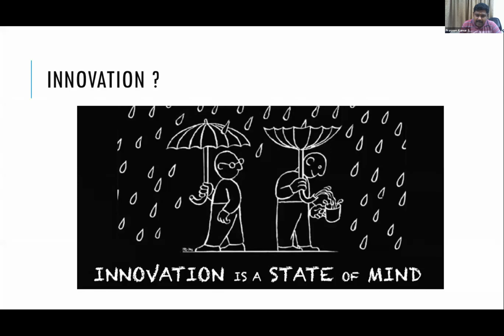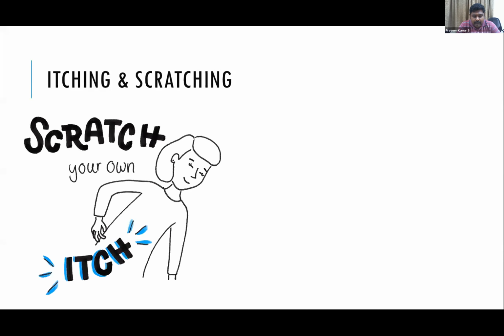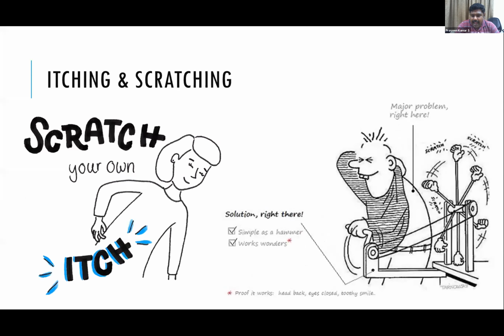So when will it be a successful innovation? I need to talk about two things: one is itching, another is scratching. It has been itching for me, so I need to scratch. That is the basic phenomenon. Either I scratch my own itch, or I could have a solution for itching, because the same kind of problem will occur for multiple people. So I could have a solution for it. This is where an innovation will be leading to.